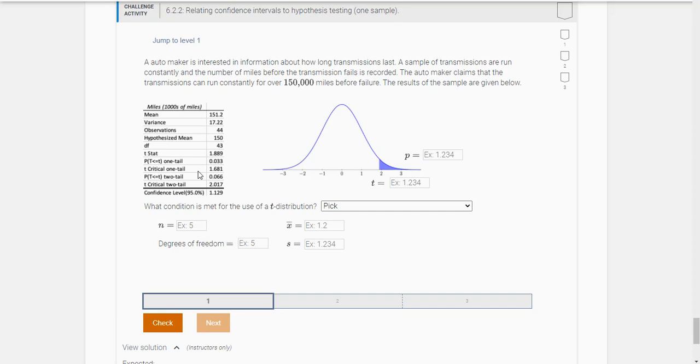The first thing it asks is, what is the p-value? The hypothesis here is that it runs greater than 150,000 miles, so that's a one-tailed test. This is the p-value for that: 0.033. Then it asks, what is the test statistic? This is the test statistic where it says t-stat. It's 1.889.